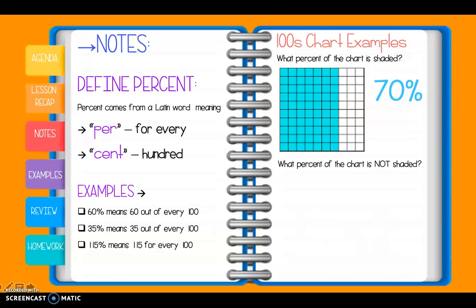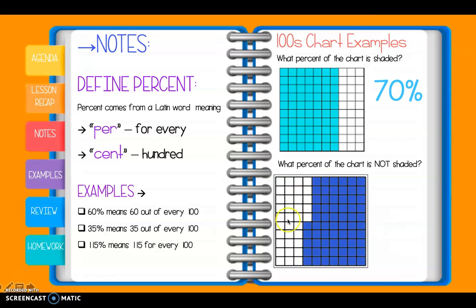All right, what percent of the chart is not shaded? So if we look at this chart, we can figure out the percent that is not shaded by counting how many blocks are not shaded blue. We have 10, 20, 30, 1, 2, 3, 4, 5. 35% of the chart is not shaded blue.